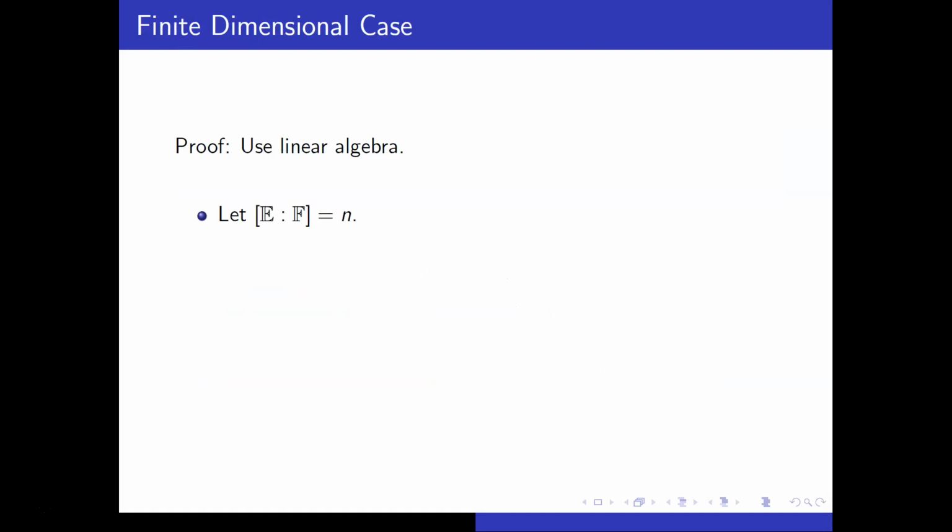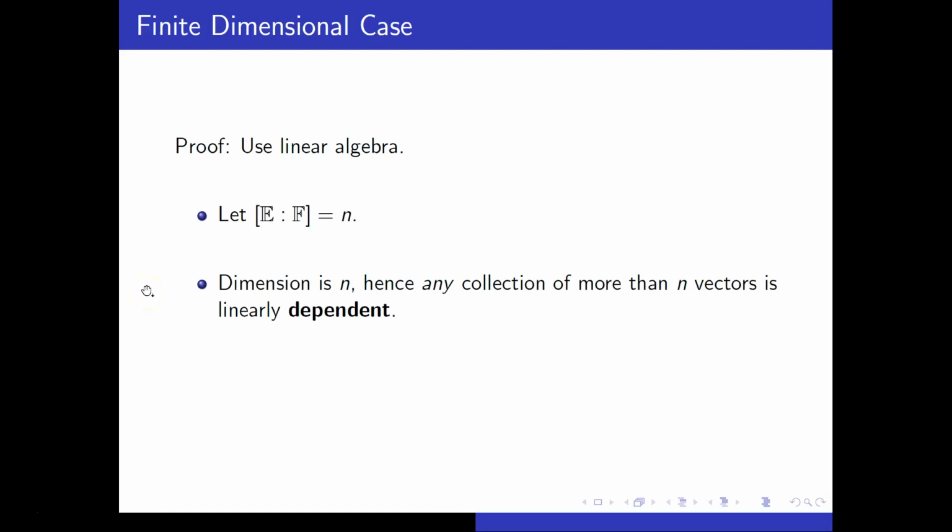What we do is we use linear algebra. We know that it's finite dimensional. That's got to be key to the whole thing. So I take E over F, and I assume it has dimension n. Since its dimension is n, we use a fact from linear algebra that's really powerful and important here. If I have an n-dimensional space and I take any collection of vectors, I don't care what they are, but there's more than n of them, that collection of vectors is necessarily linearly dependent.